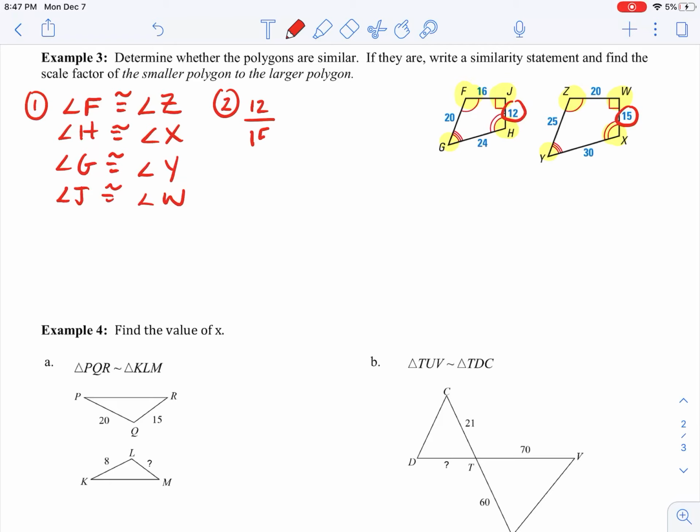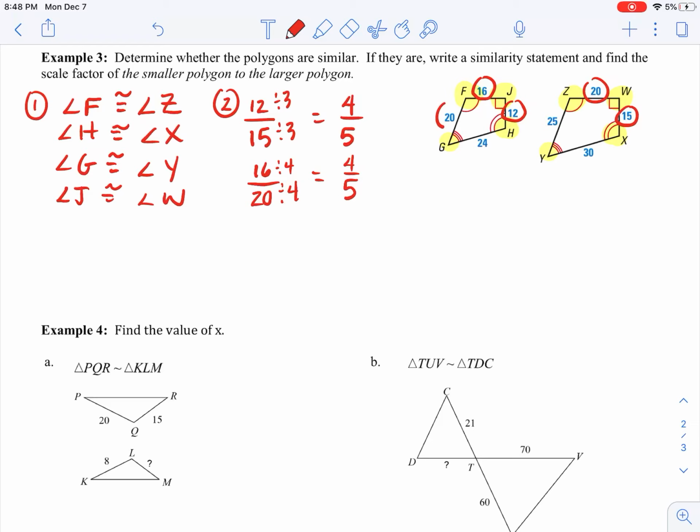So if you put smallest number over smallest number and then reduce, top and bottom divided by 3 will reduce down to 4 over 5. You've got to do that with all the sides, though. You've got to make fractions out of all the sides and see if they reduce down to the same number. So let's just go in numerical order. The next biggest number is a 16. If we put that over the next biggest number in the next shape, it's going to be over a 20. If you divide top and bottom by 4, you are again going to get 4/5.